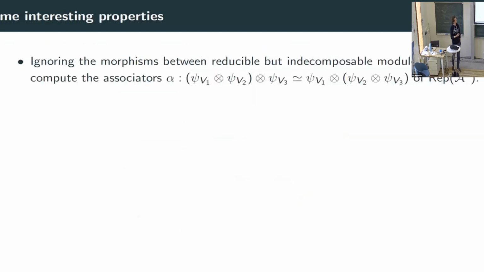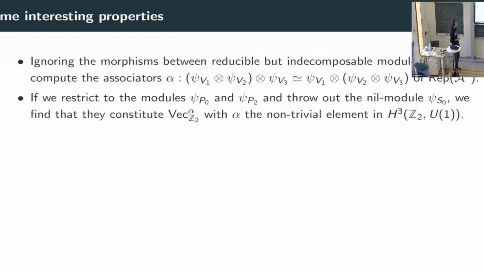So some interesting properties about these things. If I look at rep of A star, so this non-semi-simple category, I can compute the associators of this thing. For a non-semi-simple category, I know this is a little bit tricky, but I'm just ignoring all these morphisms between decomposable modules and the symbols of which they are the projective covers and all that. So just sort of blindly doing this computation here.